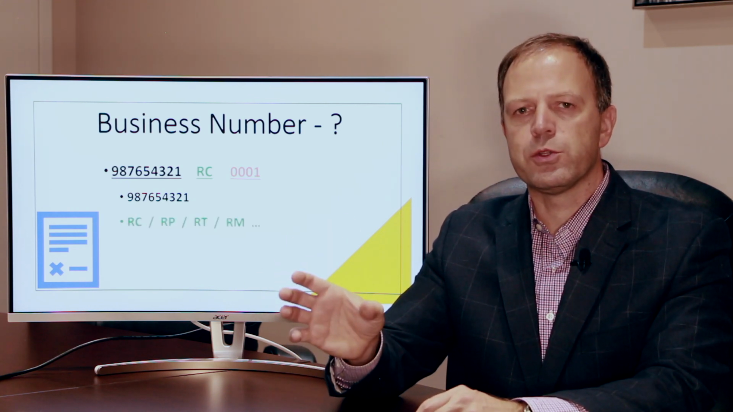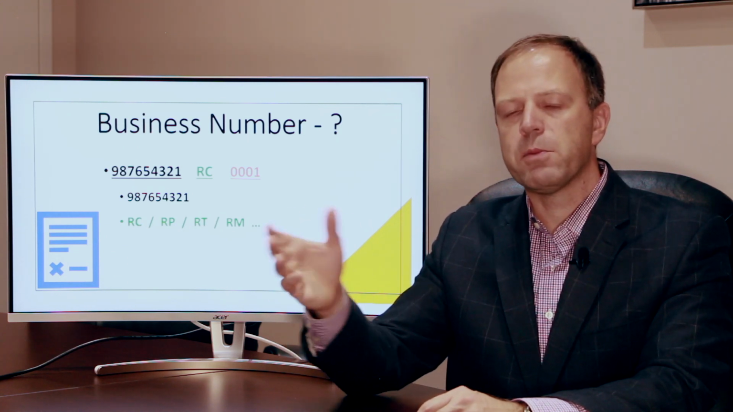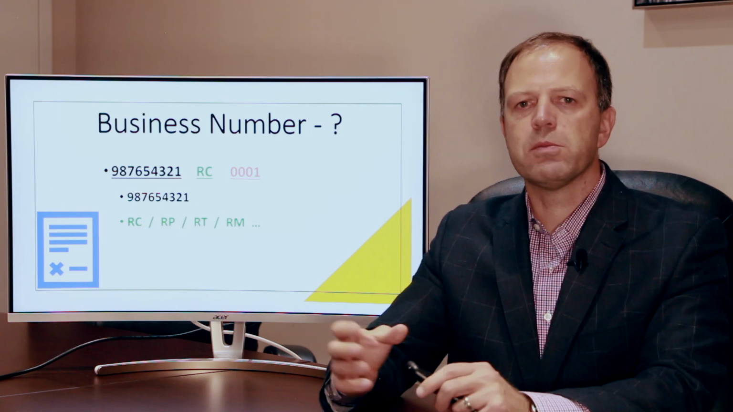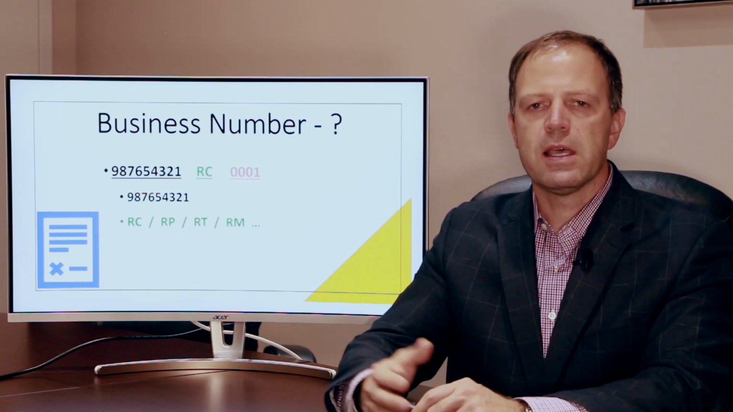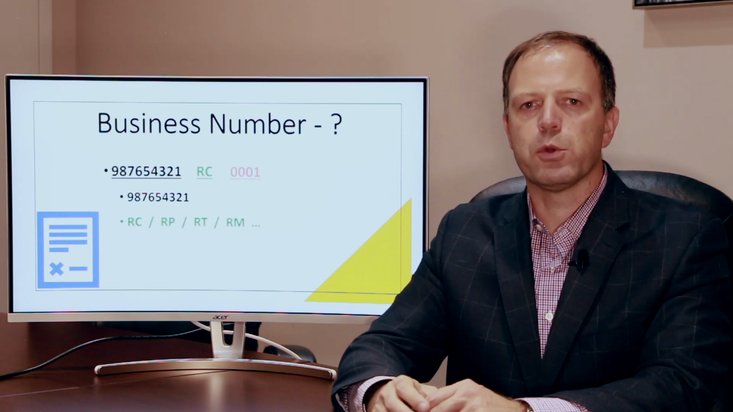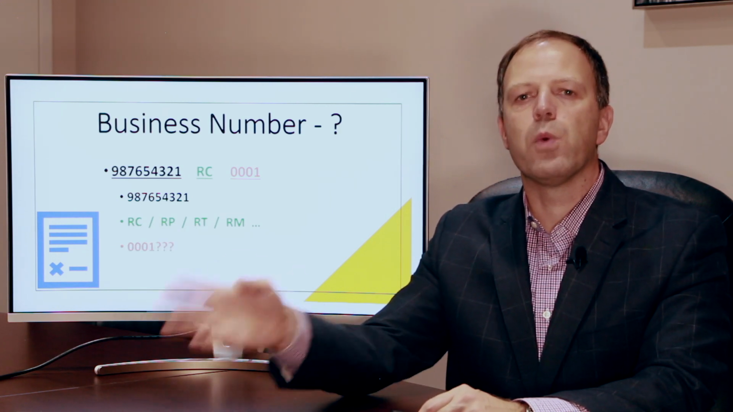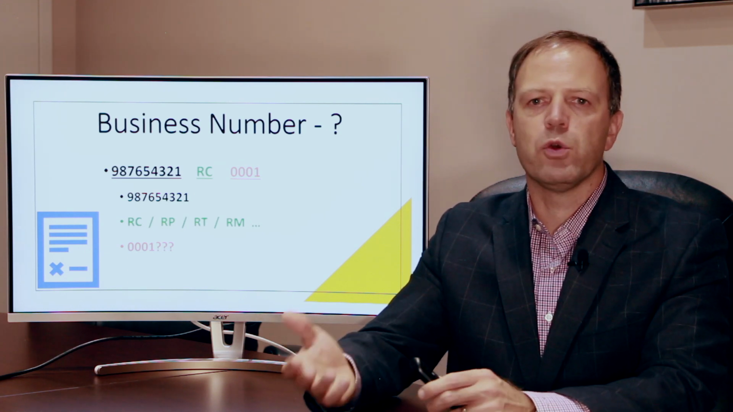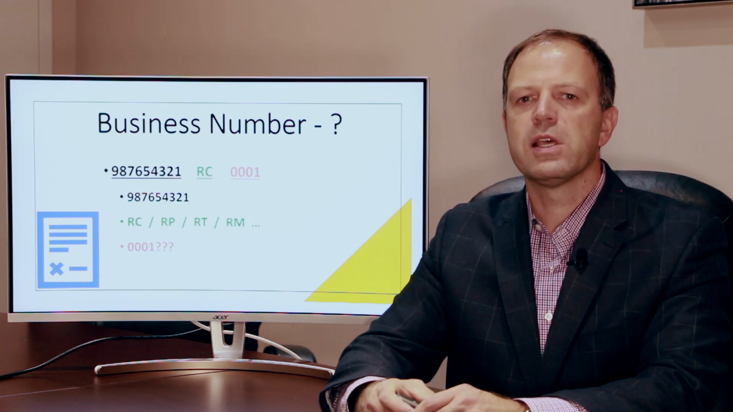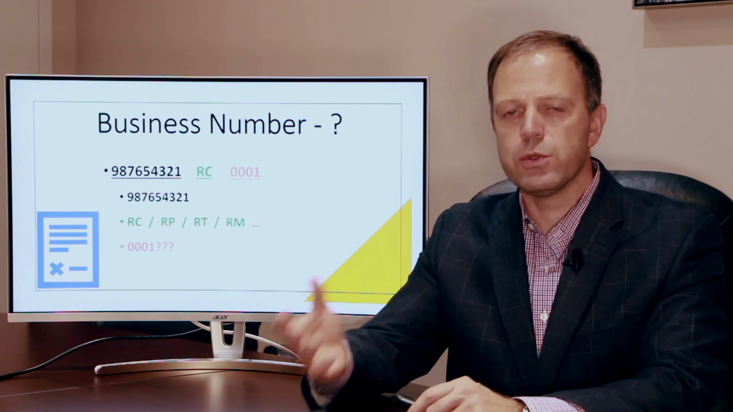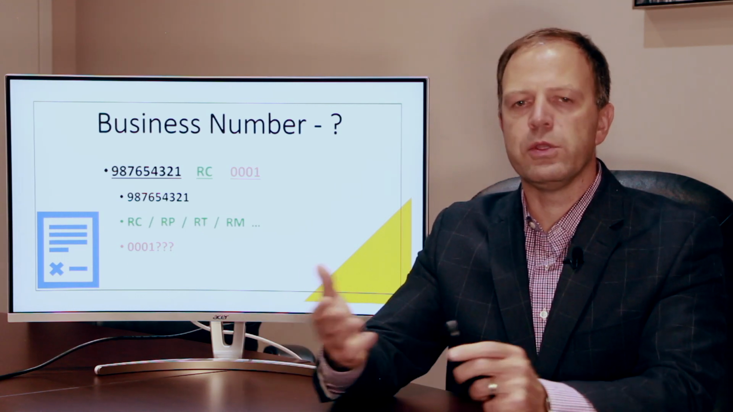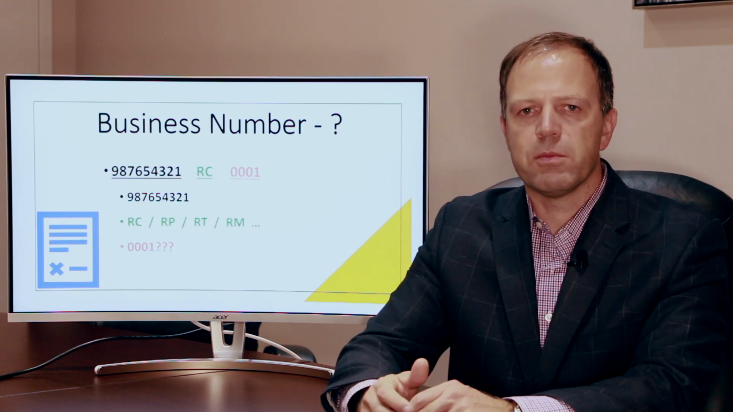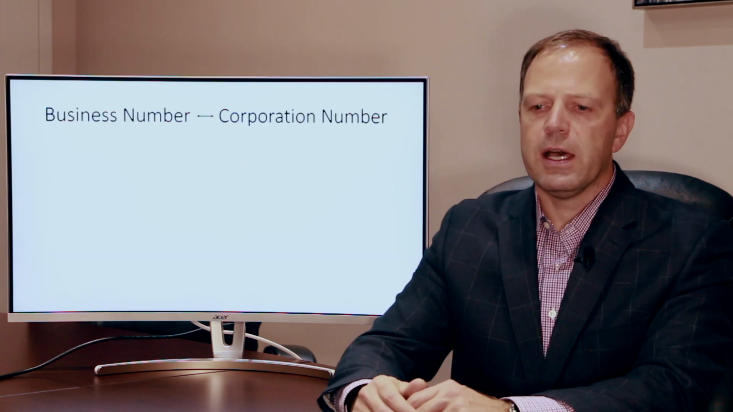Then there are two letters: RC, RM, RP. These letters indicate different programs within the CRA system that we participate in as a business, and I'll talk about each of those programs shortly. And then there's 0001. These 4 digits have absolutely no meaning for most business owners. I've never seen 0002, and most of you will never see, need or use 0002, so this is mostly redundant, irrelevant information for us as business owners.